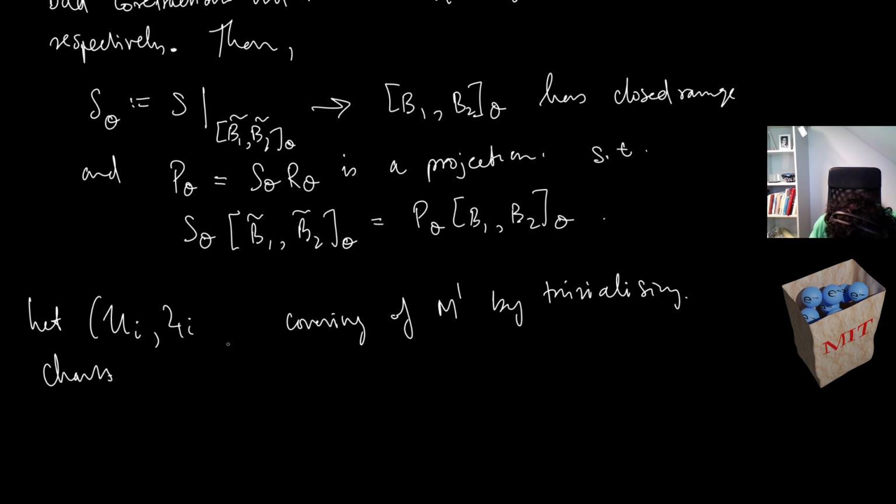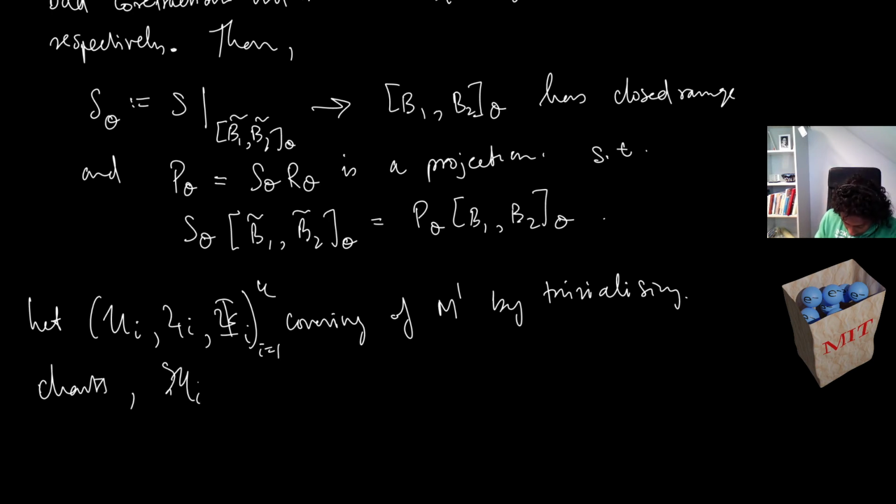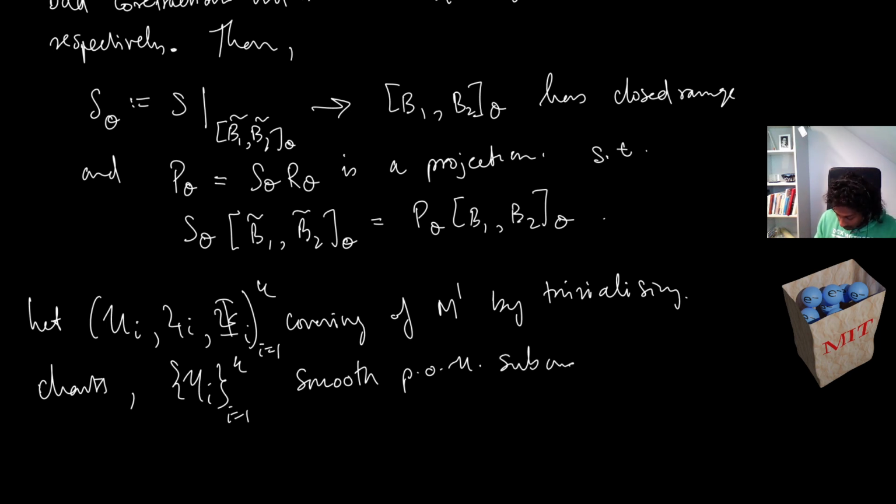Maybe I should include the trivialization here too. Because M is compact, we get finitely many of them. We have trivializing charts, and then let eta_i be a partition of unity, i equals 1 to k again. This is a finite smooth partition of unity subordinate to the cover. Okay.